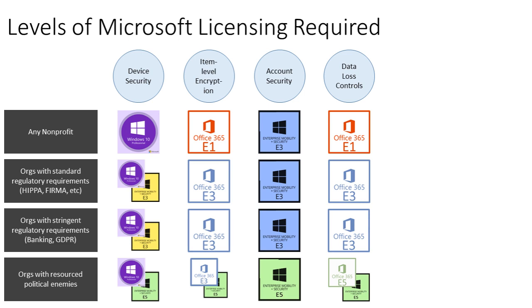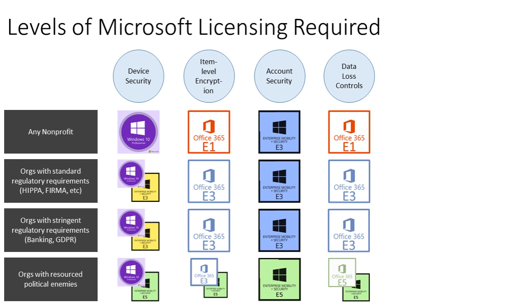That's going to be allowing you to set up data loss prevention rules, item level encryption. It's going to allow us to do that device security and the user identity security with the multi-factor authentication and all those kinds of controls that are required and will keep you in compliance. Many nonprofits are doing that. They're doing the E3 Office 365 and E3 for enterprise mobility and security today.